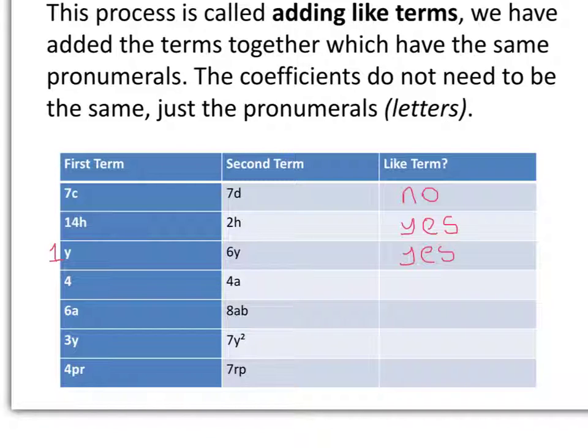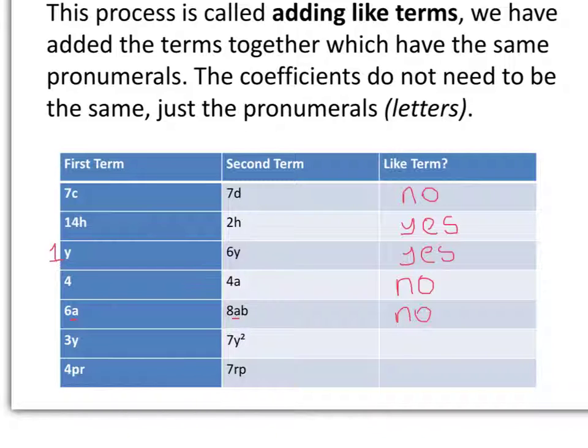Okay, and I'll just quickly go through the rest of them now. So 4 and 4A, remembering that we need the same letters, not the same number. These two are not like terms. 6A and 8AB. This one we have an A in both, but because of the B, these are not like terms.